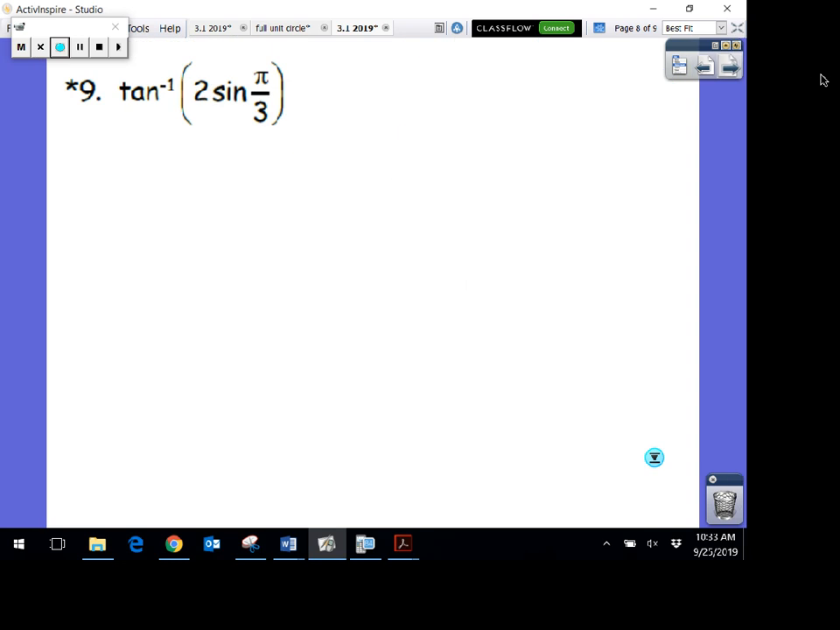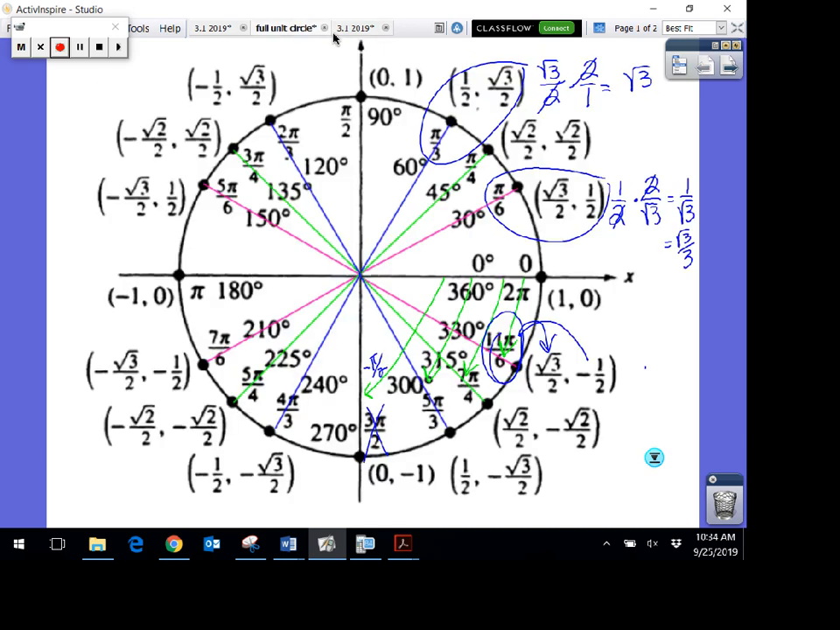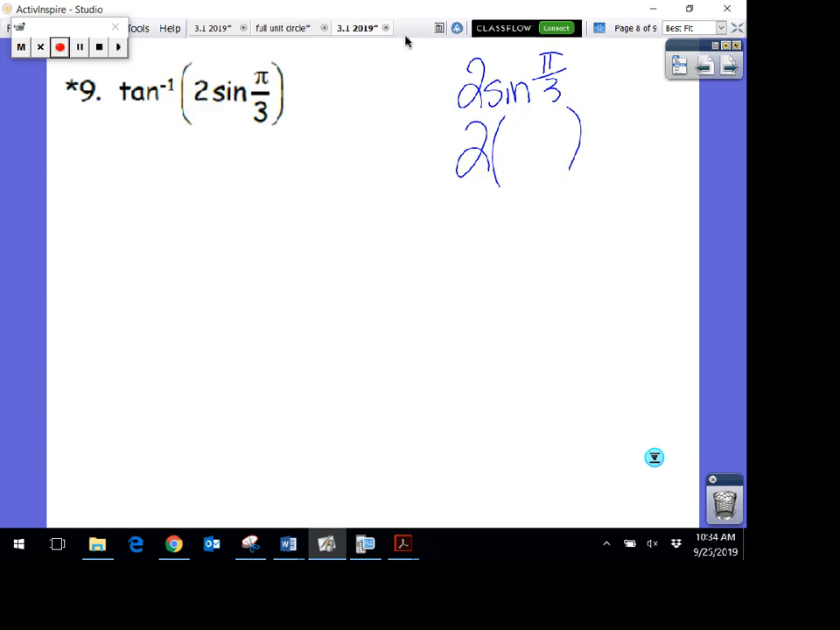All right, one more like that. 2 sine of pi over 3. That's back to unit 1. 2 times the sine of pi over 3. Next 2 means multiply. So the sine of pi over 3, unit circle, pi over 3, root 3 over 2. Root 3 over 2. Simplify, so we get this is root 3.